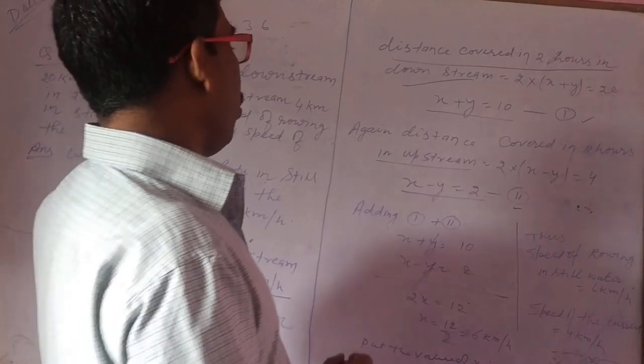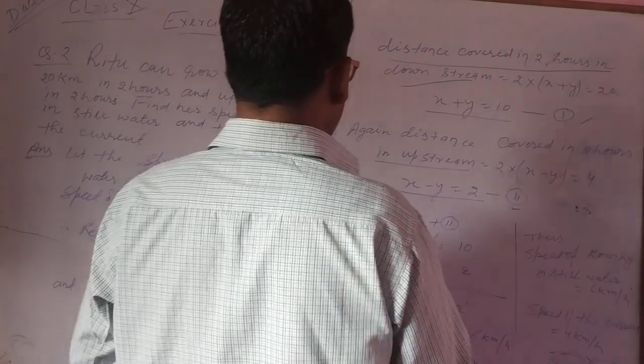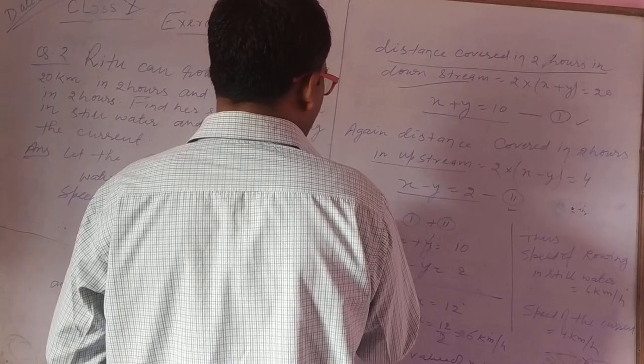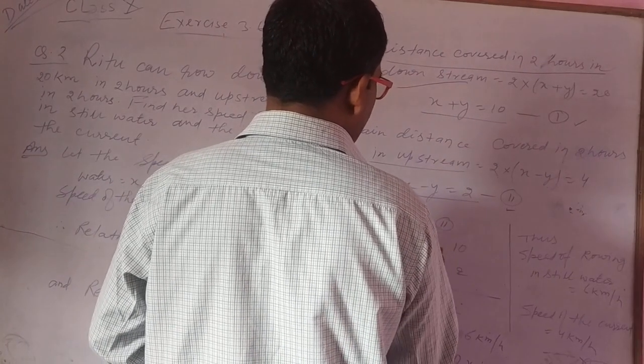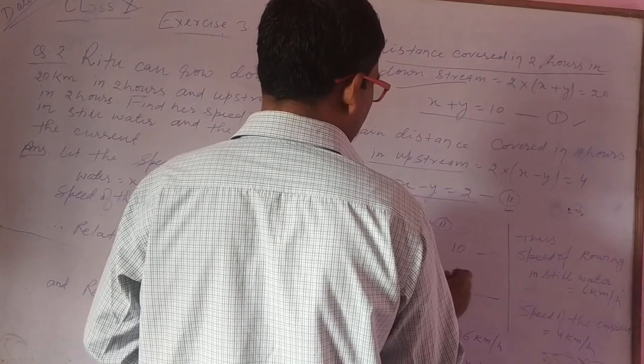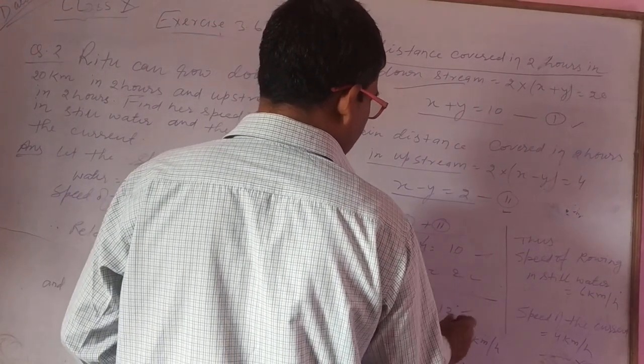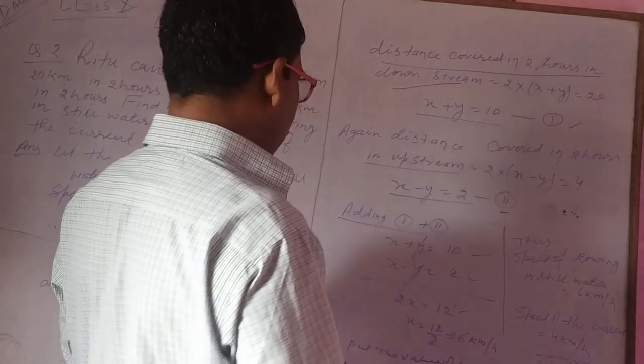Now, we solve equations number 1 and 2. Here we add both equations. x plus y equals 10 and x minus y equals 2. y cancels. Then 2x equals 10. Therefore, x equals 6 km per hour.